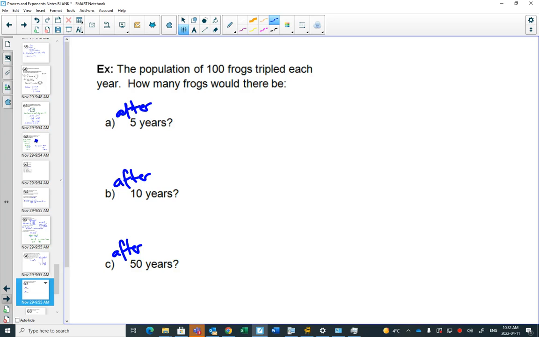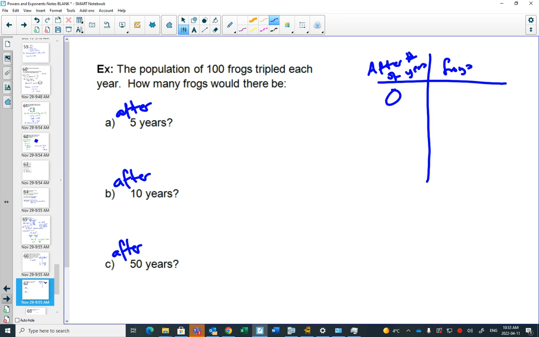So, if you made your chart after, number of years and frogs. At 0 years, you start off with 100 frogs. How many frogs would there be after number of years? I know the answer. How many?